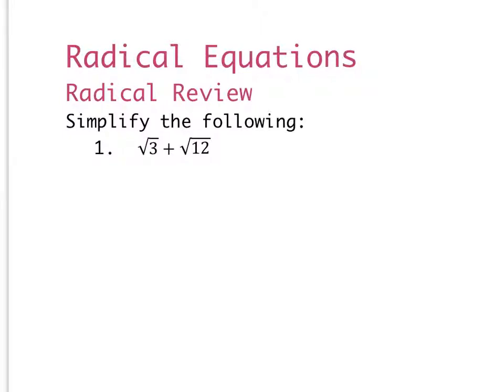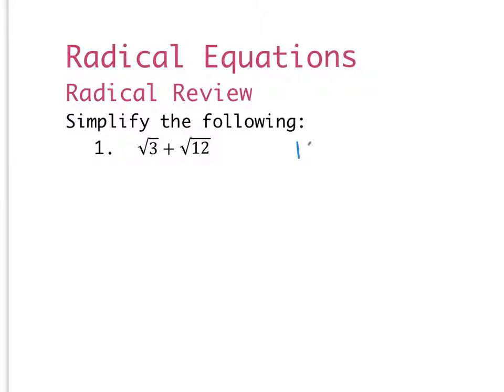We can only add radicals if we have the same thing underneath the radical. So it's kind of like having like terms. For number 1, we have a 3 under the radical and a 12 under the radical. Right now, we can't add them. This would be where we'd have to stop. But if you remember, we can simplify radicals. So let's look at simplifying square root of 12.